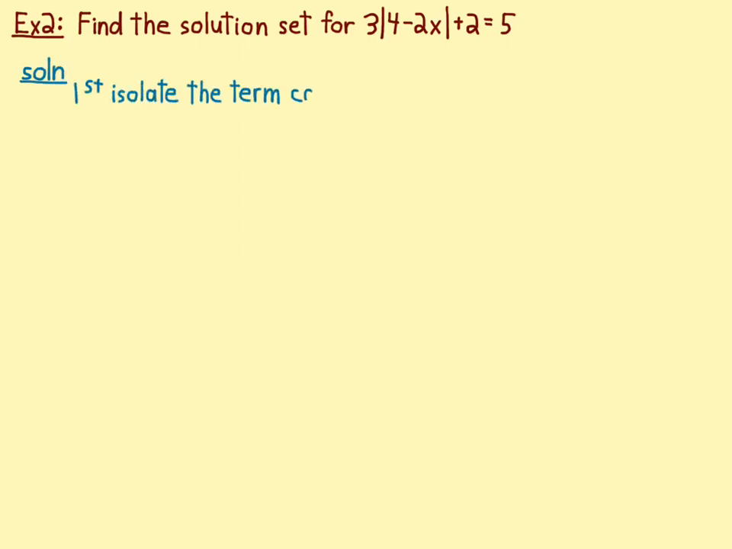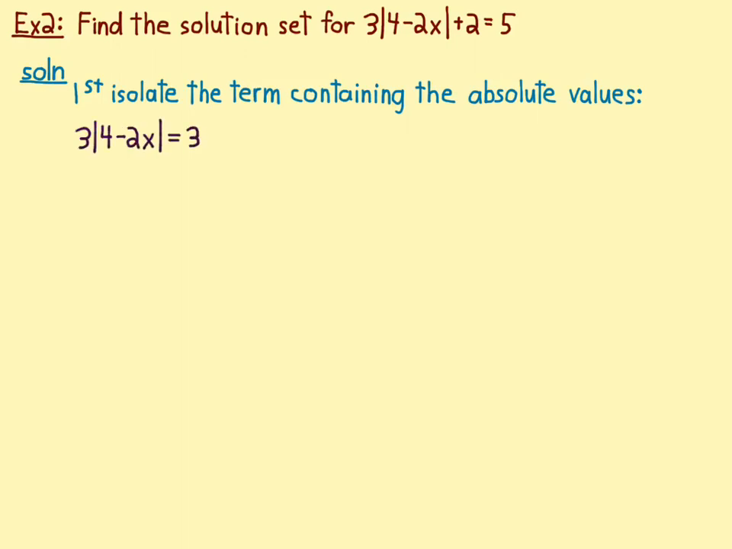So my whole thought is to isolate the term containing the absolute value first, okay? Isolate that term. So I have to subtract the 2 because that's the other term on the left. There's 2 terms on the left, right? And then the next thing is to isolate just the absolute value part.